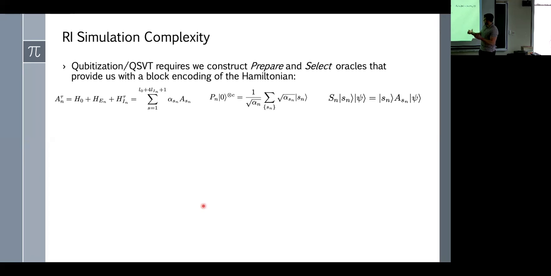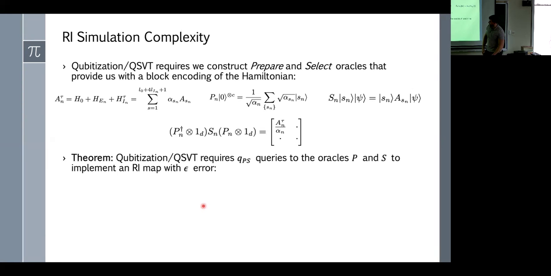And if you look at what this does overall, if we apply prepare, then select, and then undo the prepare, this gives us our block encoding. So the purpose of this isn't to explain how qubitization and QSVT work, it's quite technical and we don't have enough time for that. But this is just to give an idea of the query complexity I'm going to discuss. When you actually implement these algorithms, they perform a series of reflections and rotations about this effective qubitized space to encode the exponential of the evolution that we want.